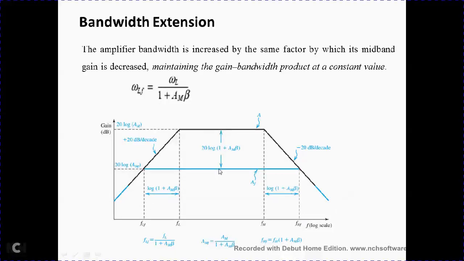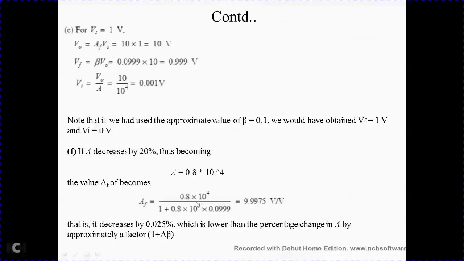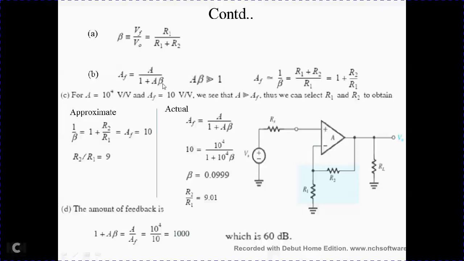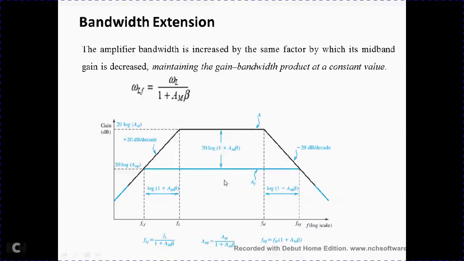So your gain is reduced by this amount. Gain in terms of dB, decibels, is 20 log of 1 plus A beta, that is the value by which it is reduced. You can see here, A by 1 plus A beta, AF will be reduced by this amount compared to A. So if you have feedback, definitely gain reduces. Earlier it may be somewhere around 100, now it becomes 60. So if you have a negative feedback, gain definitely will reduce.